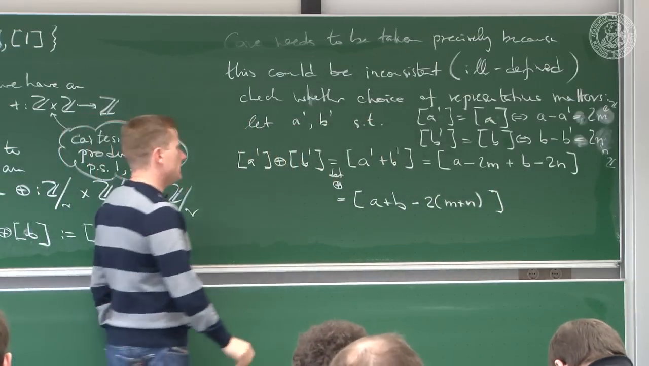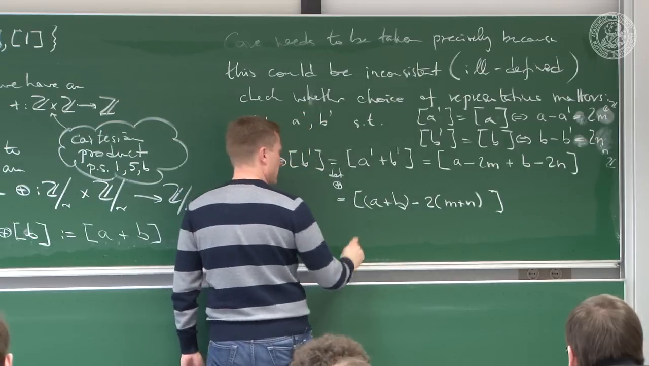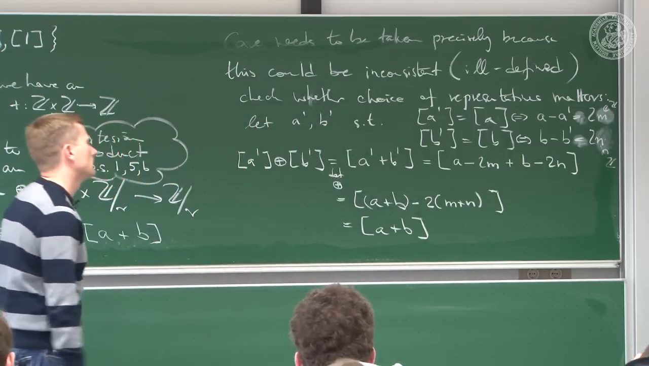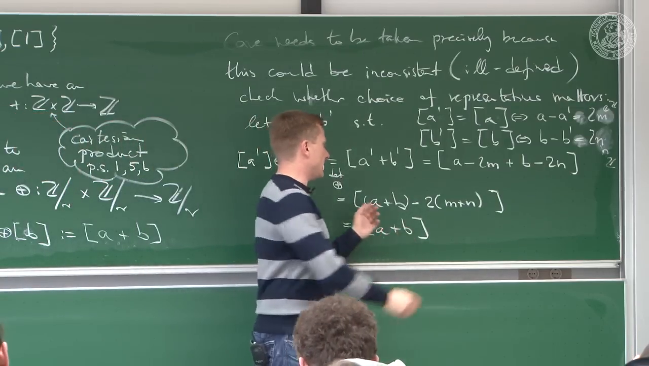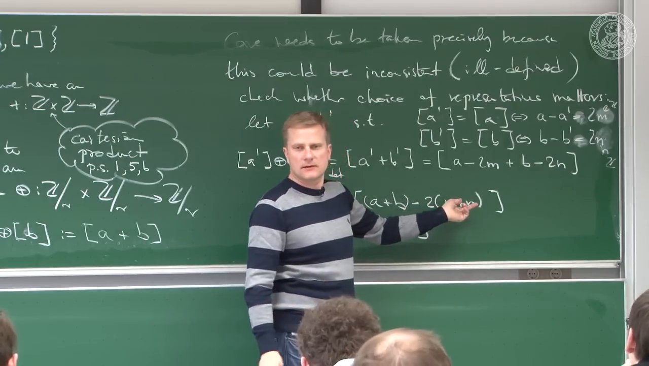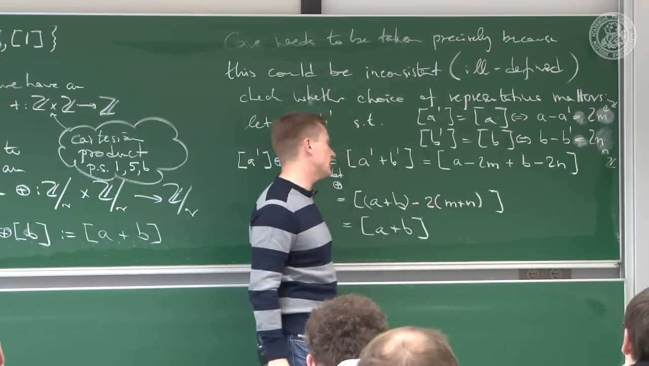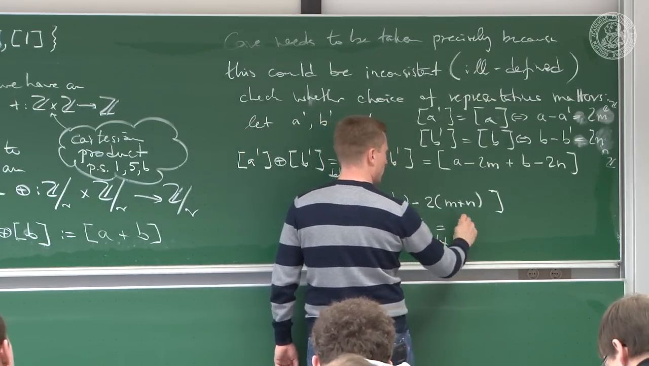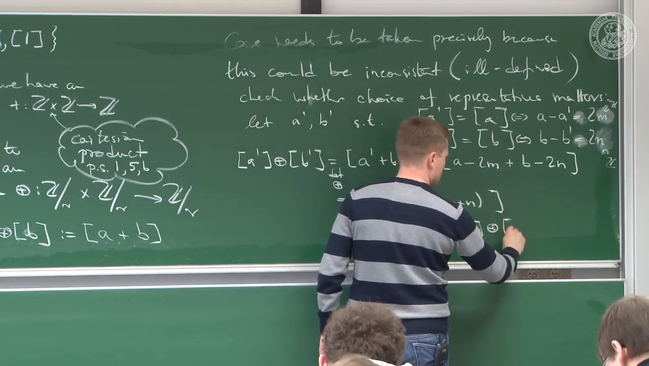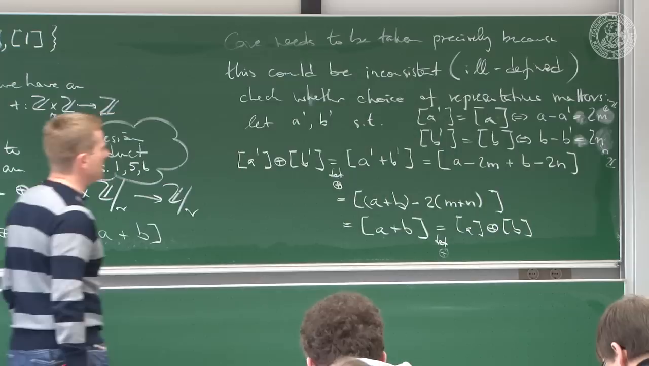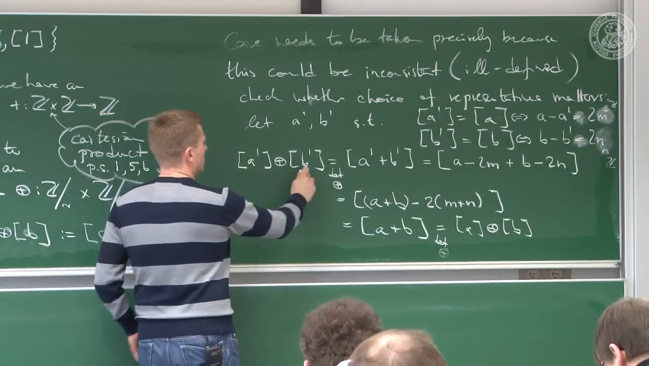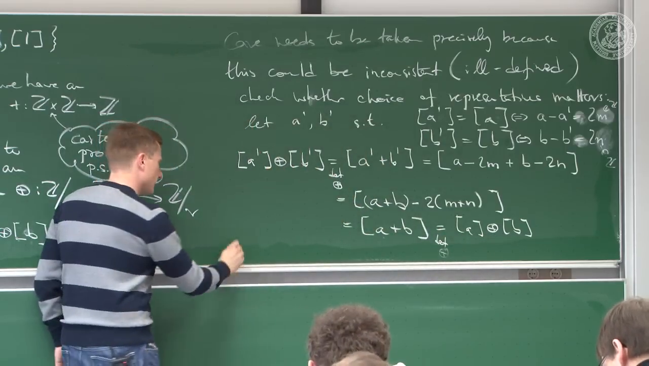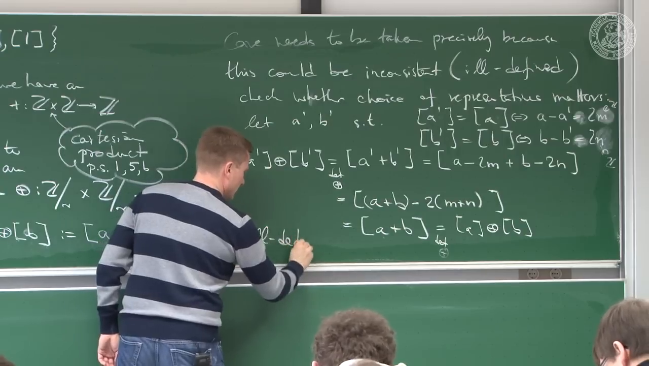Aha. But A plus B minus 2 times m plus n is certainly the same class as A plus B, because this guy and that guy only differ by an even integer. So by definition they are the same class. But this here I can again, using the definition of circ plus backwards, write as the sum of the class of A circ plus the class of B. And indeed, for arbitrary other representatives, I showed it's well defined.